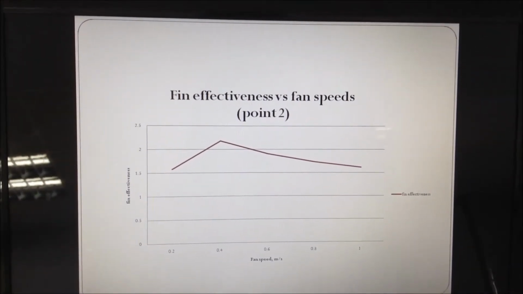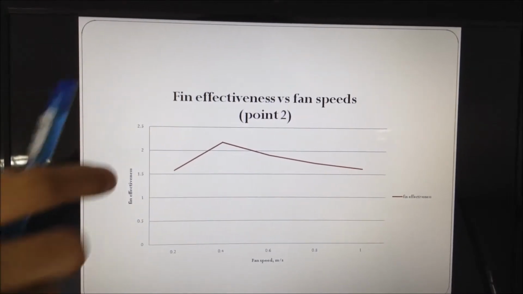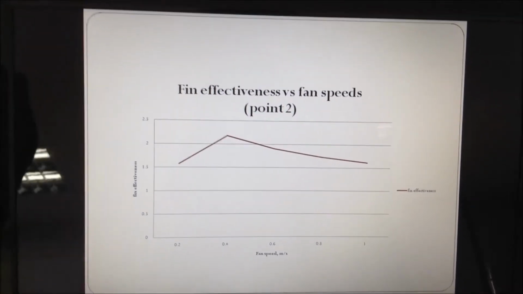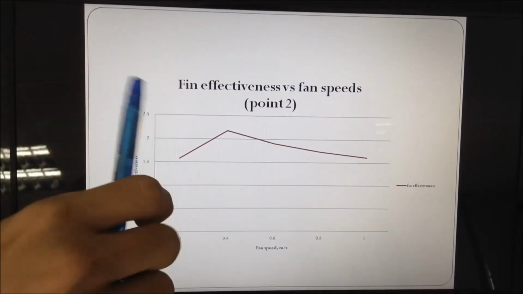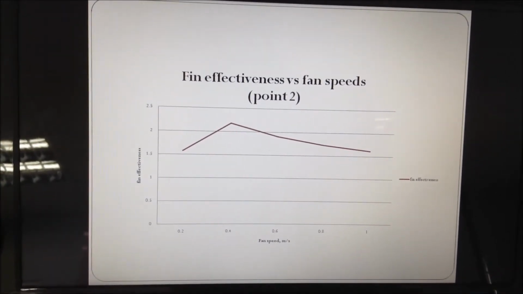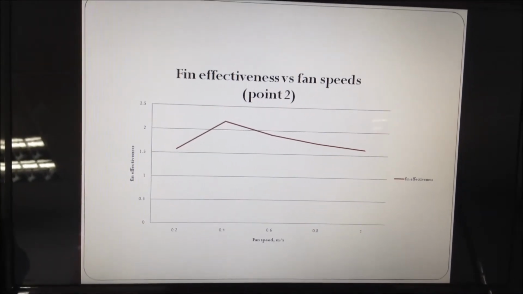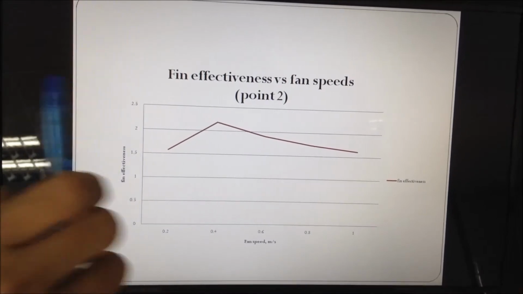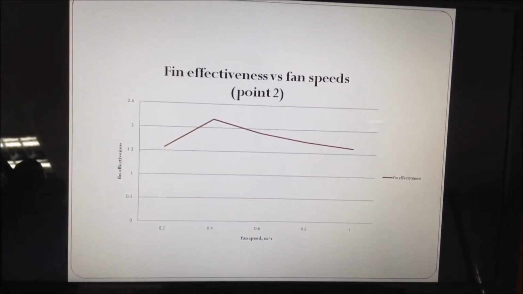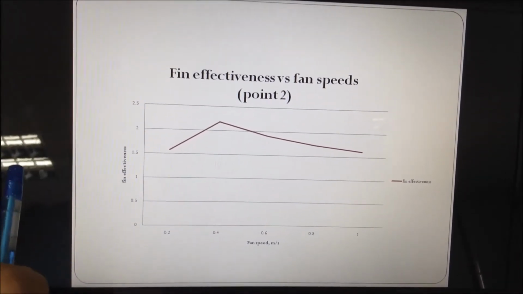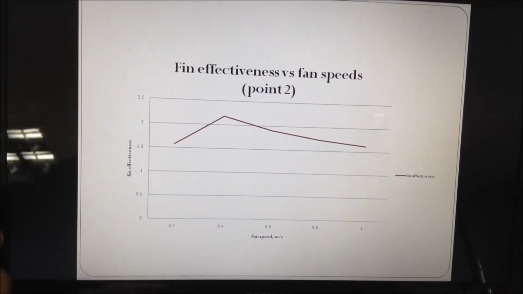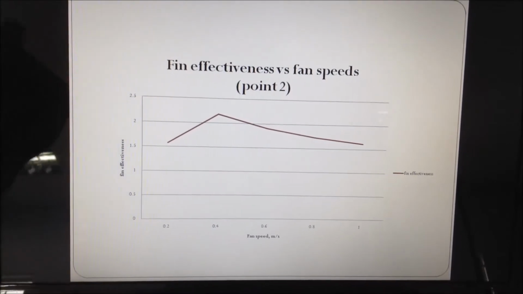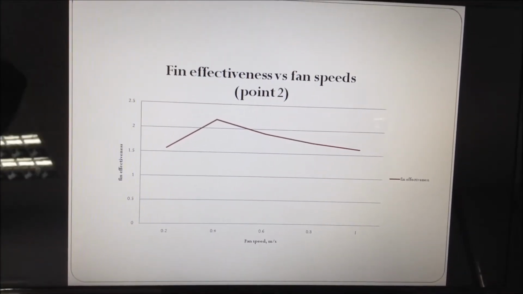For the next graph, we will do the analysis for the fin effectiveness of the fin plate against the fan speeds. As we can notice here, the highest fin effectiveness of the fin plate occurs at 0.4 meter per second. However, the fin effectiveness is not affected by the fan speed but rather by the surface geometry. From the data, we can note that using the fin plate will enhance the heat transfer rate compared to the no-fin plate.